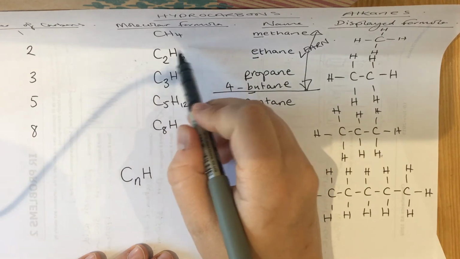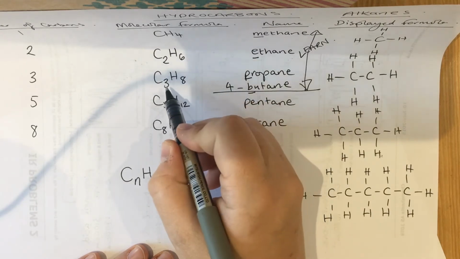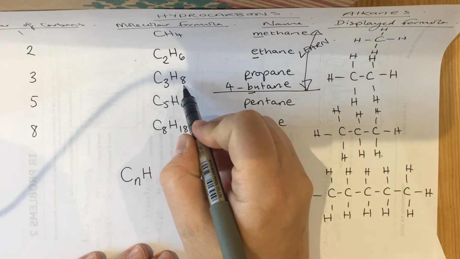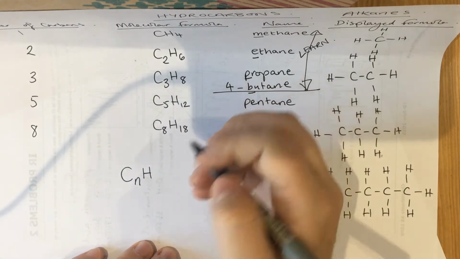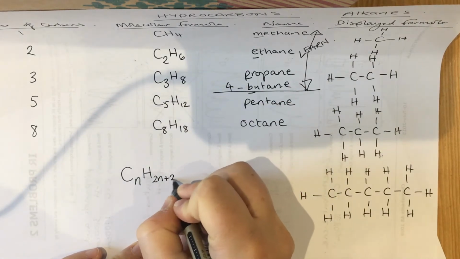So it's not just as simple, if we go back to ethane, it's not as simple as it's 3 times as many, because it's not. If we look at propane, we can see 3 times 3 would be 9. It's not 9. So actually the algebraic relationship is 2N plus 2.